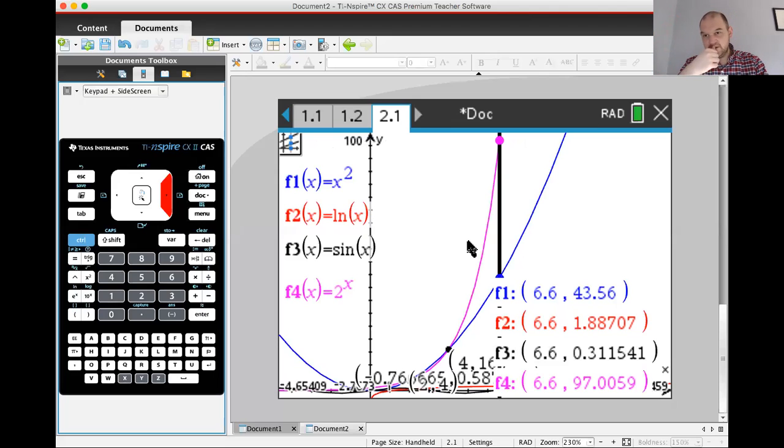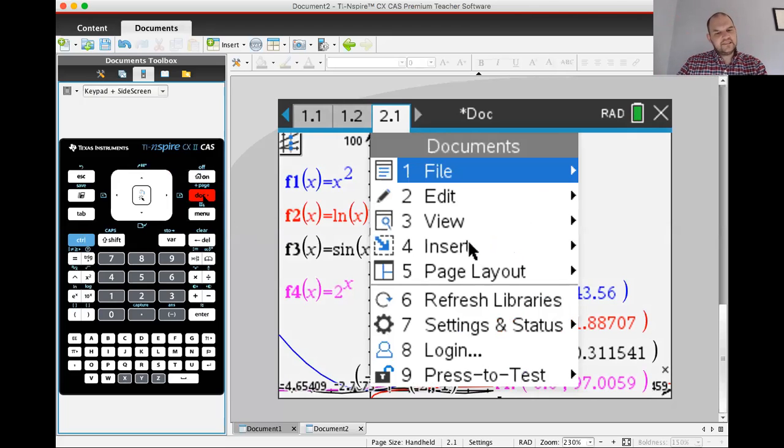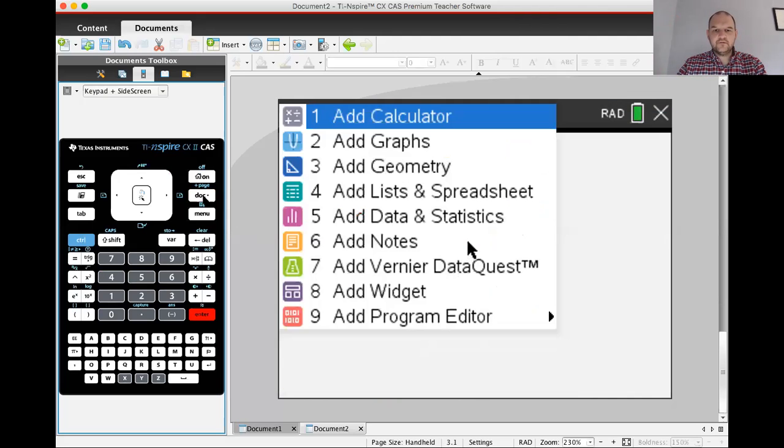2 to the x. Exponentials will always win over polynomials, which will always win over logs, which will always win over trig functions, by which we mean sine and cosine. So I'm going to insert a new problem, doc 4.1.